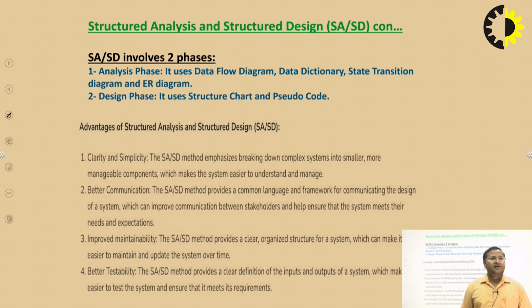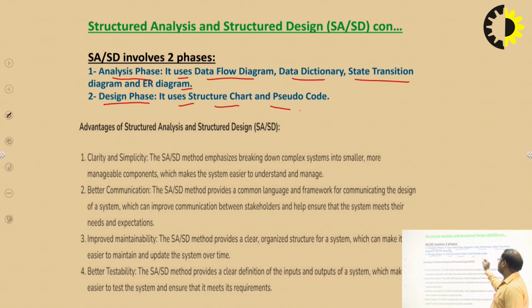Structure analysis and structure design has two phases. The first phase is the analysis phase and the second phase is the design phase. In the analysis phase, we are using the data flow diagram, data dictionary, state transition diagram, and ER diagram. You are familiar with these diagrams and we know how we can draw them. The design phase uses a structure chart and pseudocode.